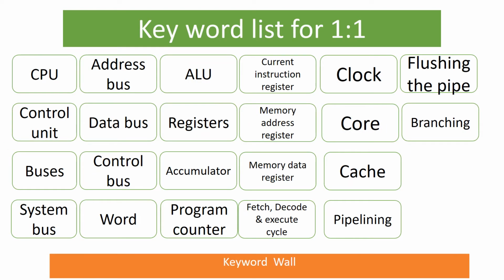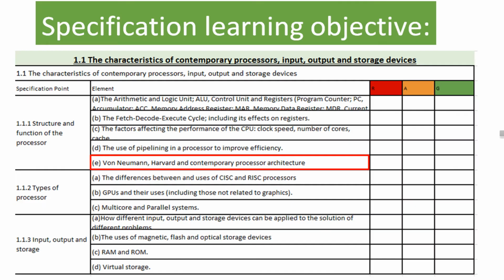These are our keywords that you should already know. You need to look back through your notes and check that you can give a clear definition of each of these. This is the last section of 1.1.1, structure and function of the processor.